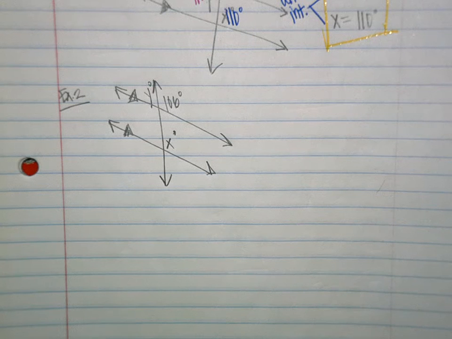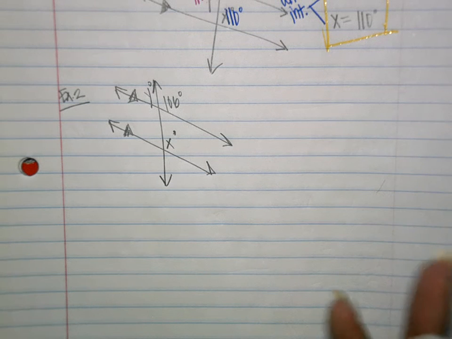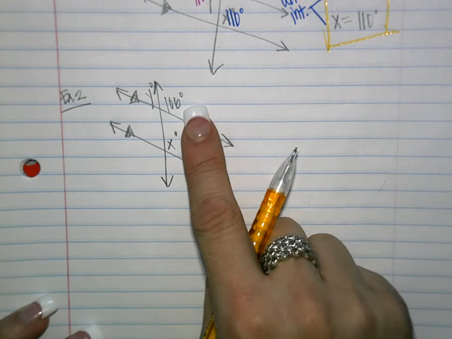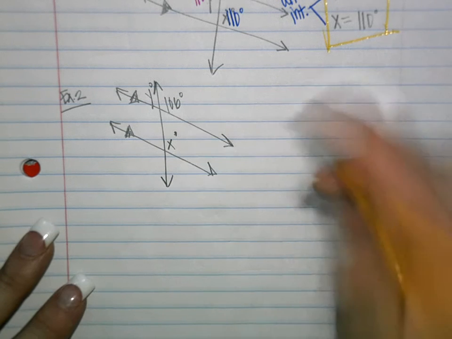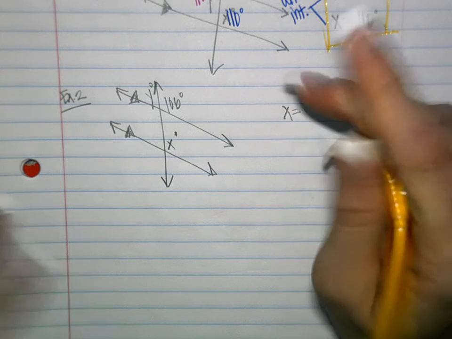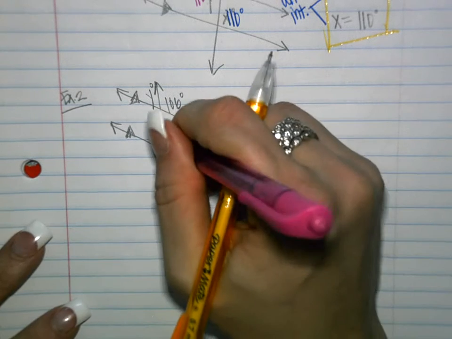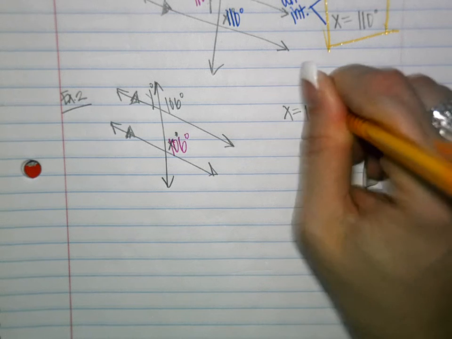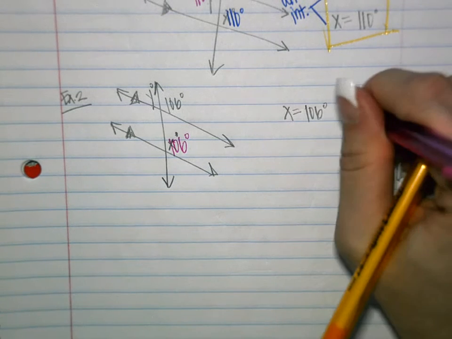106. So first, let's just start with x. X has what type of relationship with the 106? Those are corresponding, right? So x would be equal to what? 106 degrees. Okay, x is equal to 106 degrees, and that's because these two are corresponding.